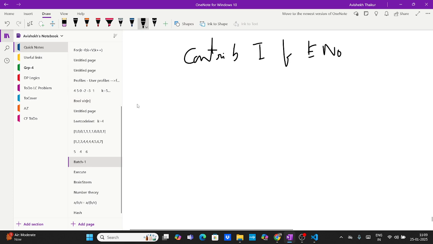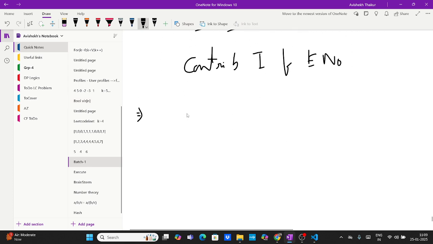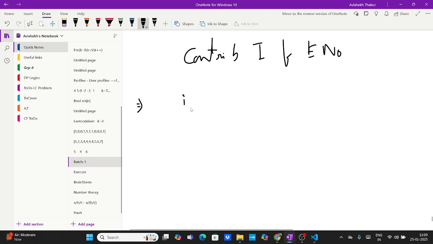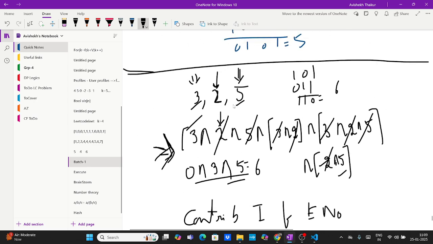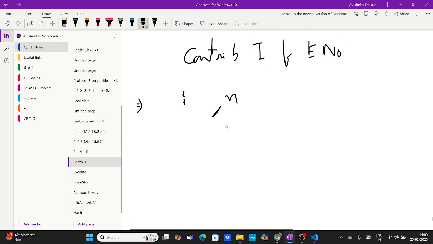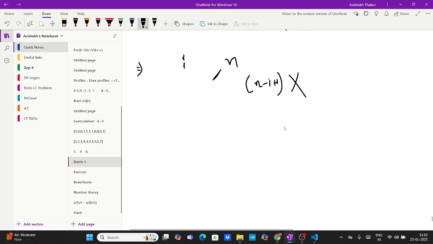I want someone to tell me the contribution. If I am standing at the ith position, and the length of the array is n, what will be the number of subarrays, I mean, the number of times it has been appearing? N minus I plus 1? Like all the left side part and all the right side part.